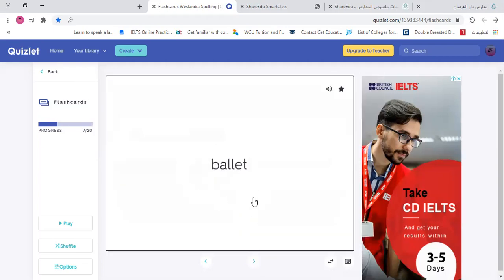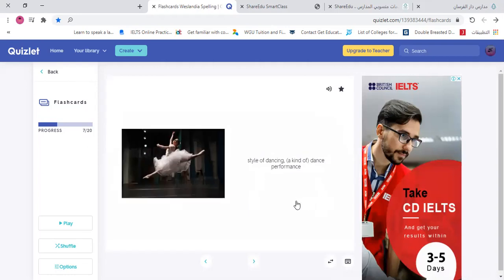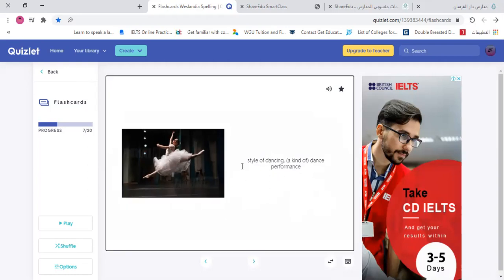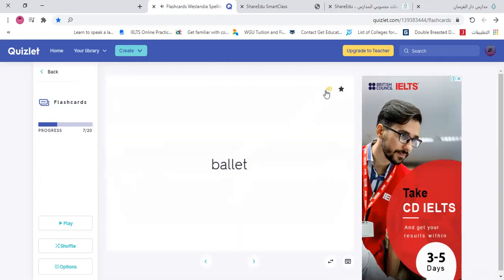Ballet, it's the dance, a kind of dance performance. Some people say ballet is French. No, ballet actually came from Russia. So the word ballet comes from Russia, and then it goes to French, and then from French, English people took it. So that's why there's a mix between French and Russian. But this dance started from Russia. Before that, nobody knew it.